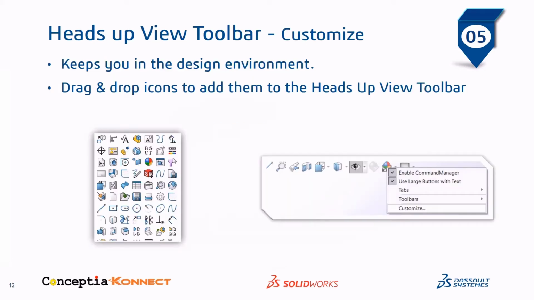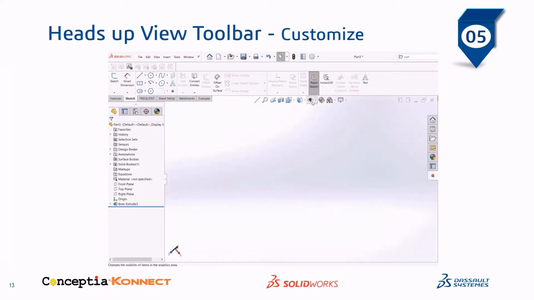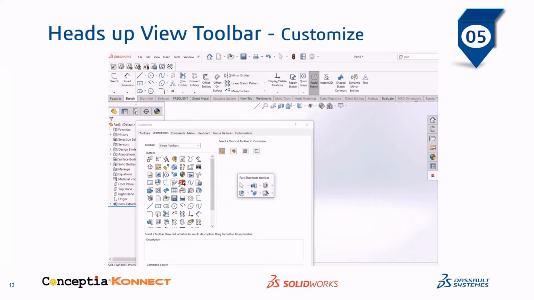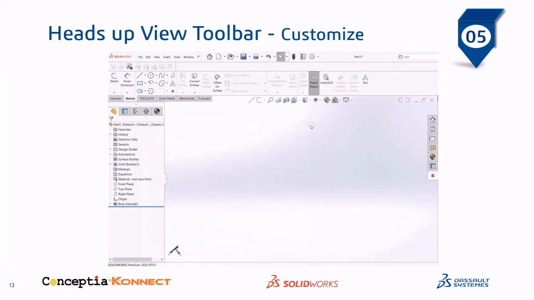Number 5. Heads Up View Toolbar. This toolbar is available at the top of your modeling workspace, so quickly add by selecting the commands and proceed with your design. So this is our Heads Up View toolbar. Right click, go to Customize and in your shortcut bars select the command icon which you want, drag and drop and it will be placed in the Heads Up View toolbar. So you can access it very quickly.